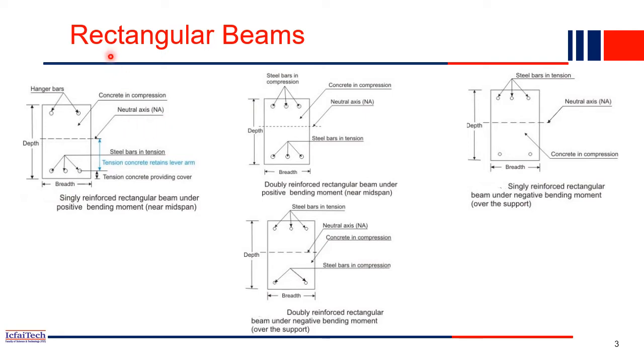Beams may have different shapes. It may be a rectangular beam, circular beam, square beam, or trapezoidal beam. It may be in any shape. So in this slide, we'll show you different rectangular beams.